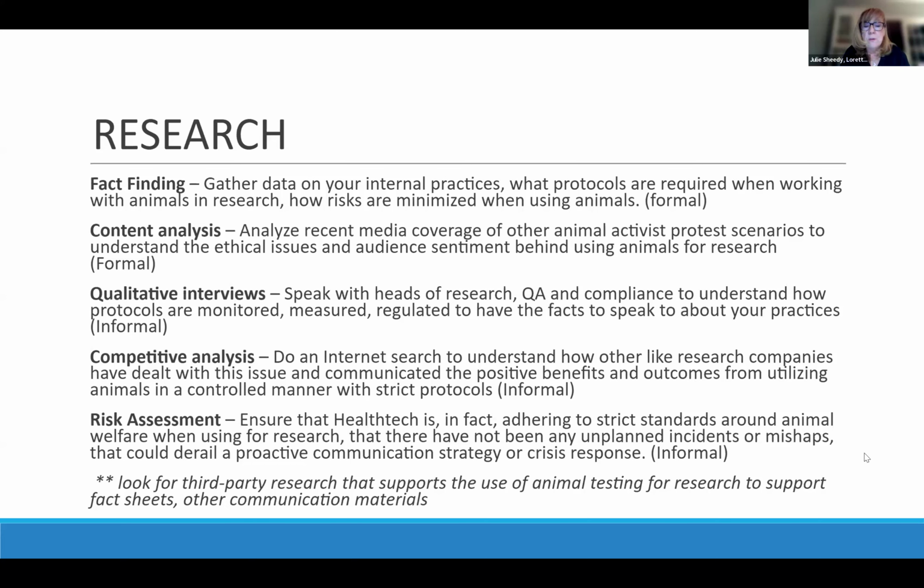With time, I would also look for third-party research or secondary research that supports the use of animal testing to have support for fact sheets and independent endorsement materials.